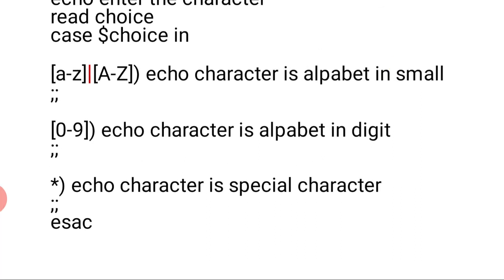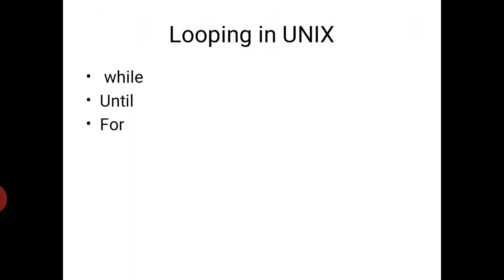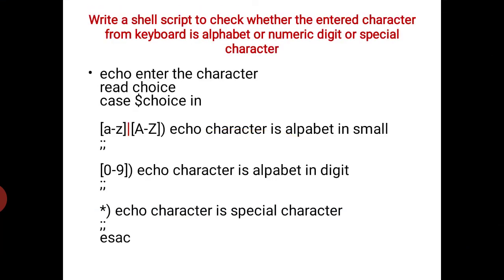Next one is if the entered character is from 0 to 9, then the message will be displayed: enter character is not an alphabet, it is a digit. Again you need to correct it. So echo character is a digit. The last one is echo character is a special character.